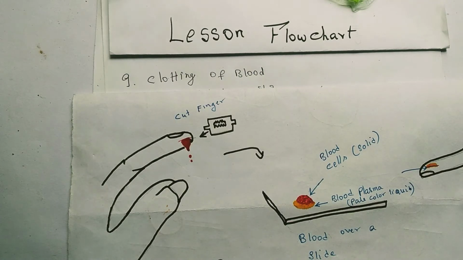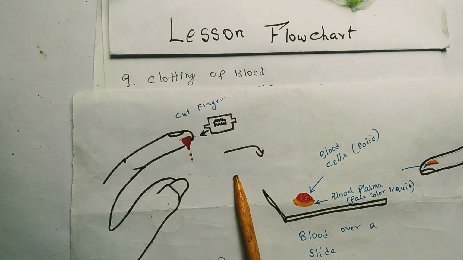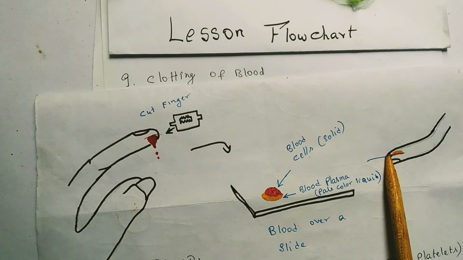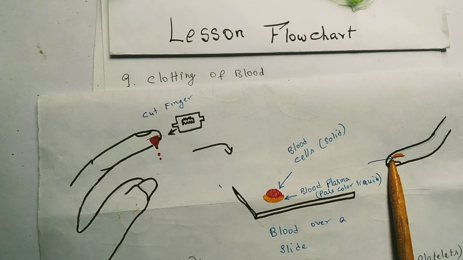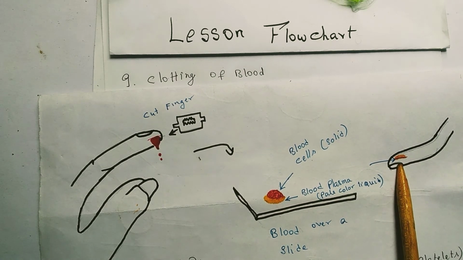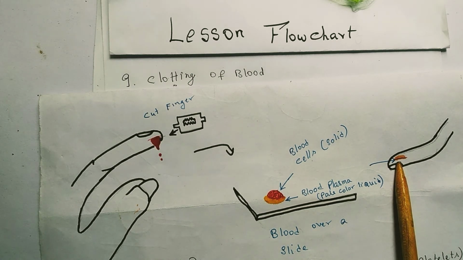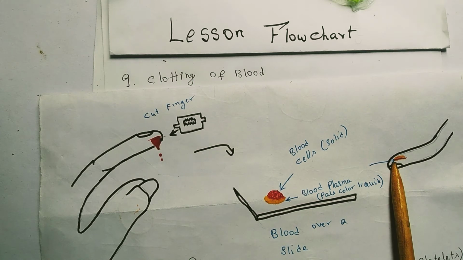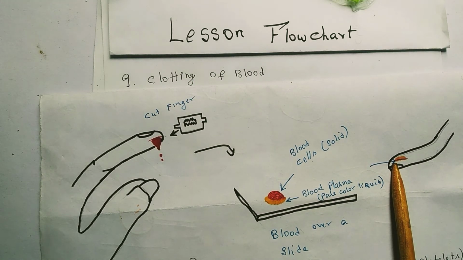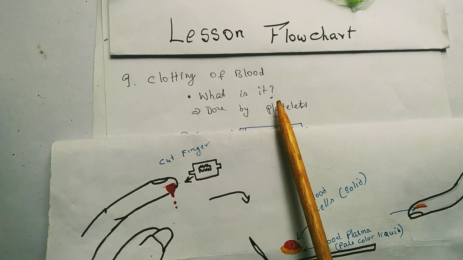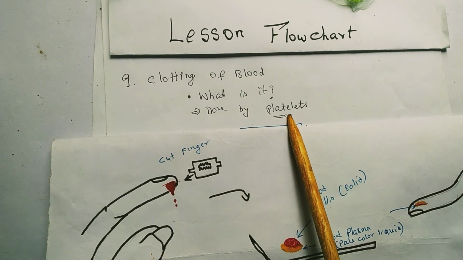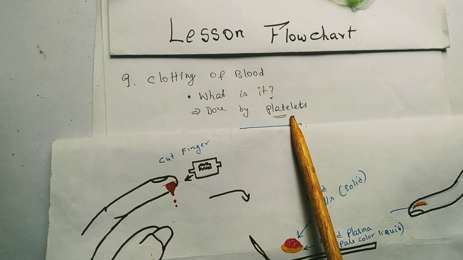Next point here is clotting of the blood. You remember again this diagram, after some time the blood stopped flowing from the cut finger of that person. You know why? This is called clotting of the blood. So what is blood clotting? Blood clotting is the stoppage of the flow of the blood from the cut area due to the formation of blood clots by the platelets. What cells perform this clotting of the blood or stoppage of the blood flow? It is done by the cells of the blood which we call platelets.